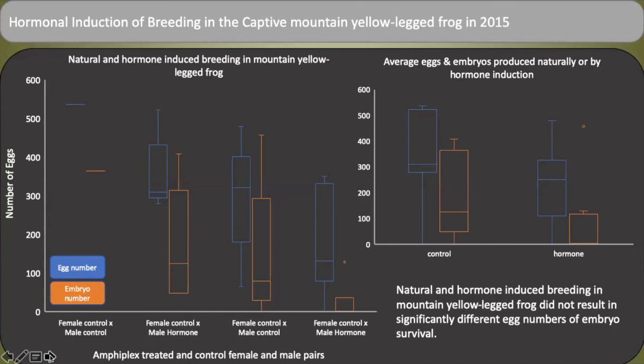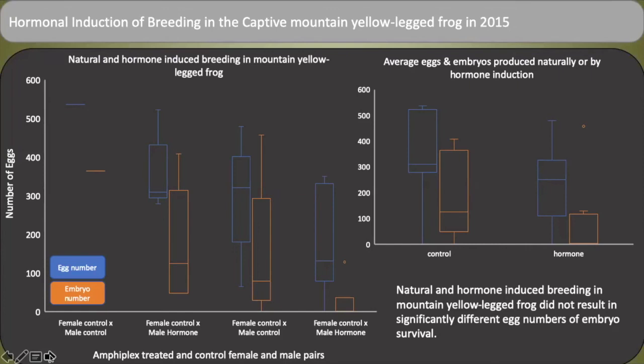And as you can see from the graphs, there was really no significant difference between the controls seen in blue versus the hormone treatment. There was an incredible amount of variability, of course, but overall, statistically, it didn't seem like the number of eggs laid by the controls or the hormone-treated animals were too different, and certainly the number of embryos cleaved from each clutch was not different. And so that year we determined that probably it hadn't worked, but not necessarily because of the hormone.